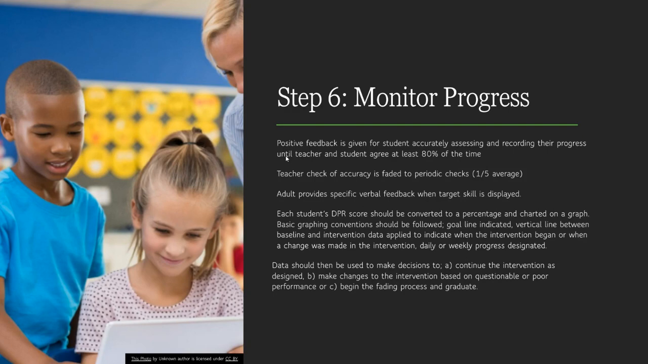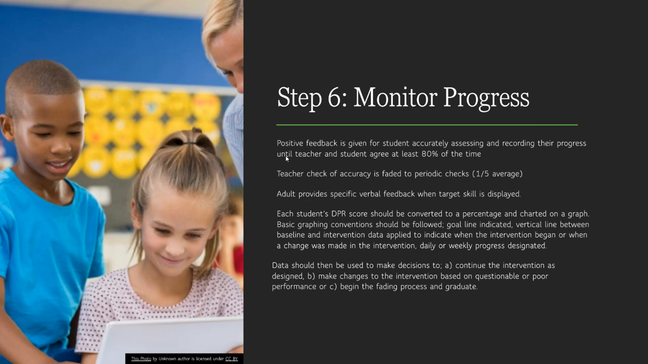So the next step is, of course, to monitor progress. Whatever intervention that we put in place, we always want to make sure that we are monitoring progress in that intervention and in acquiring those skills that we're working on. So positive feedback is given for students accurately assessing and recording their progress, of course, until that student reaches completing that DPR accurately 80% of the time. So we're using that specific positive feedback to help increase the likelihood that they are going to demonstrate those skills that we are looking for.